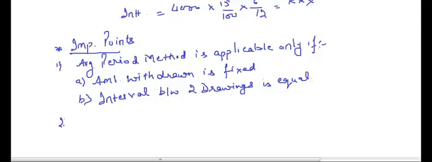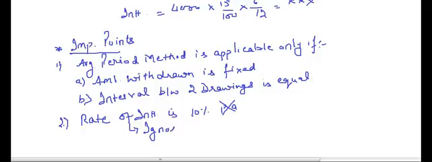One more point is that if in the question it is given to you that the rate of interest is 10%, that's it, per annum is not given to you, then what you have to do is ignore the time period. Clear? Straight away calculate the interest on drawings at the rate of 10%. That's it. Ignore the time period. Clear?